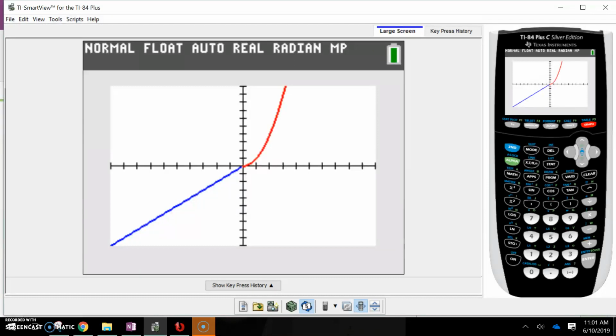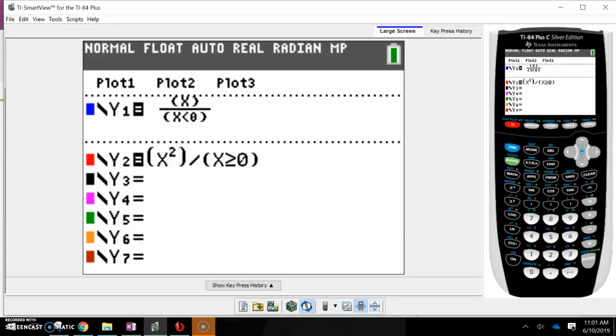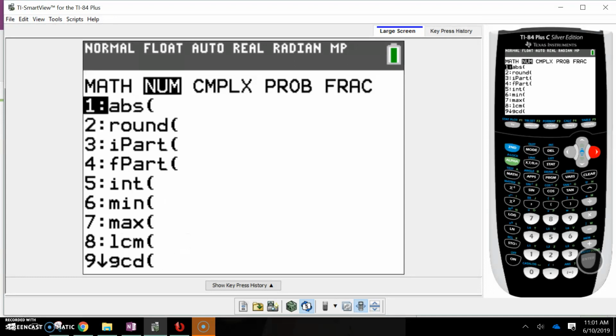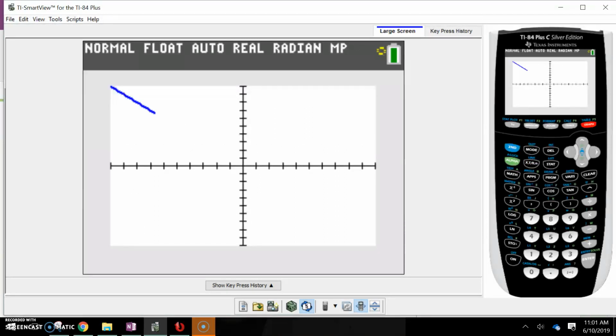Hold on. Let's see what I put in here. Oh, I forgot the absolute value symbols in my function here. So let's just change that. Sorry about that. To get the absolute value, I go under Math, go over to Number, choose absolute value, and then I'll put the x in there. And now when I hit Graph, it'll be exactly what we drew on our paper. There we go. There's the absolute value line, and there is our parabola.